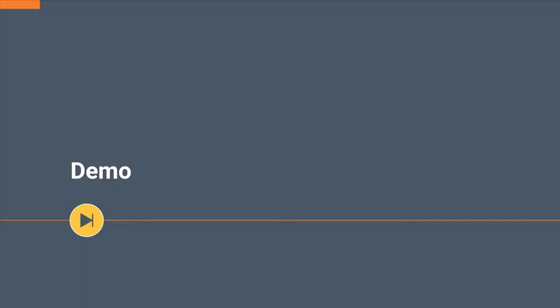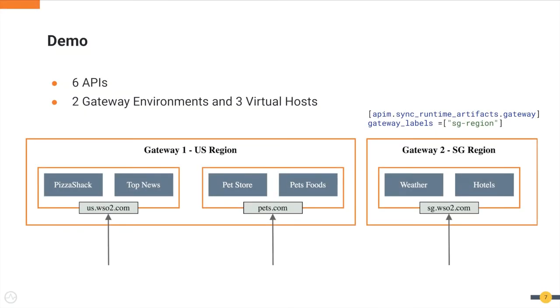I have a simple demonstration of using virtual host with two gateway environments. I have created 6 APIs and I have 2 API manager instances named US region and SG region. US region is deployed as an all-in-one instance and SG region as a gateway worker. I have configured virtual host for US region in the deployment toml as I showed in the previous sample configuration.